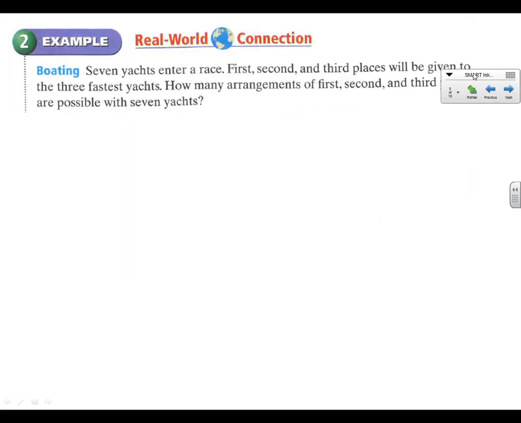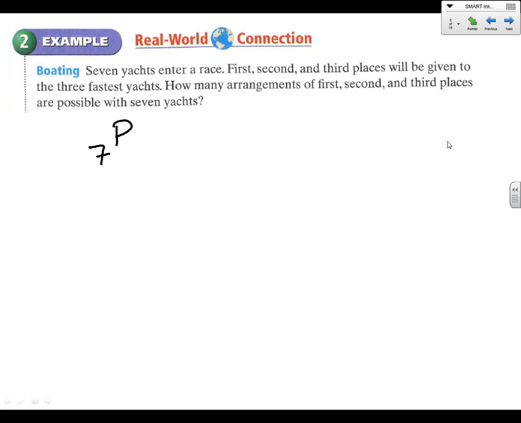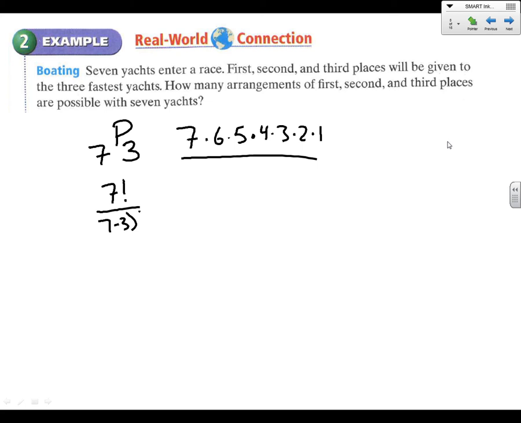So 7 boats enter a race. First, second, and third places will be given to the 3 fastest yachts. How many arrangements of first, second, and third places are possible? So how many boats are racing? 7. Does the order matter? Yes, it does. So permutation. And how many places are we awarding winners to? 3, so 7P3. That's going to be 7 times 6 times 5 times 4 times 3 times 2 times 1 over, sorry, this is 7 factorial over 7 minus 3 factorial. Skipped a step. That's 4 factorial. So over 4 times 3 times 2 times 1.